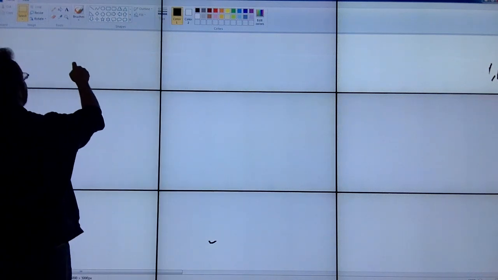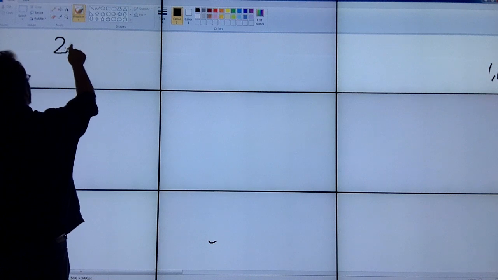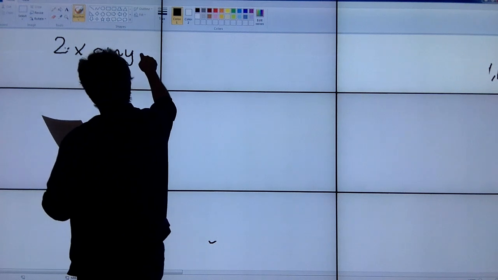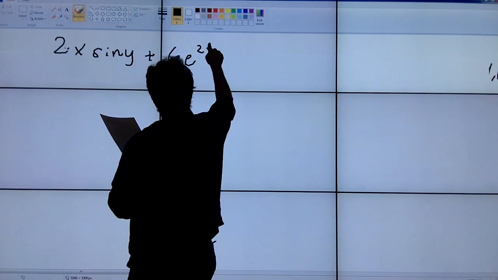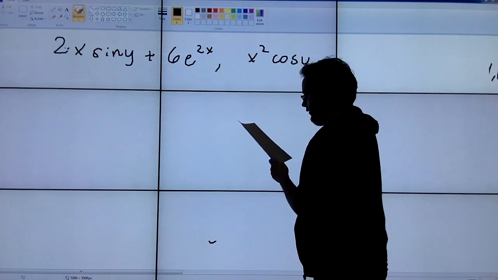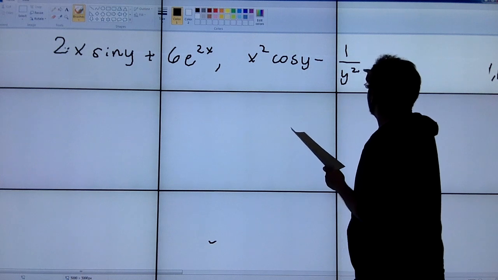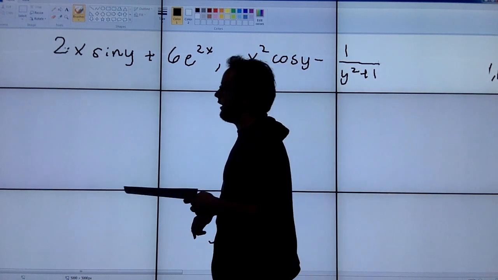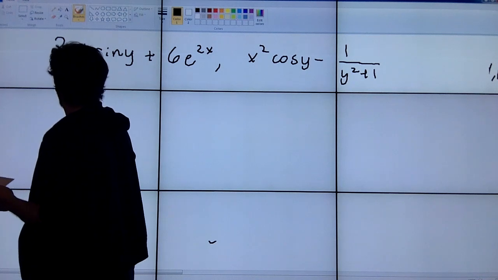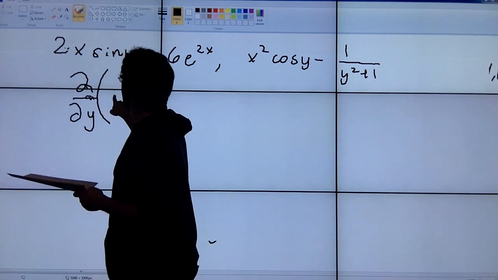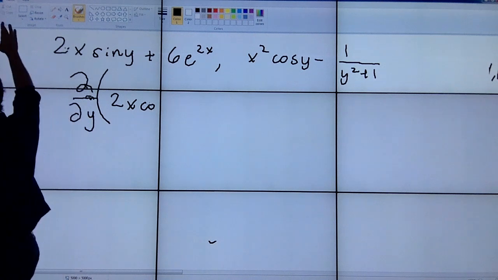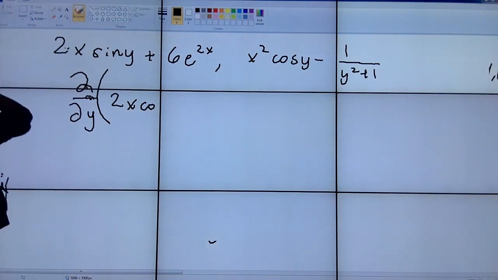We have 2x cos y plus 6e to the 2x, comma, x squared cos y minus 1 over y squared plus 1. What is the derivative of the first component with respect to y? What do I get? If I take the partial of this with respect to y, I get 2x cos y, right? Oops. Undo. Okay.